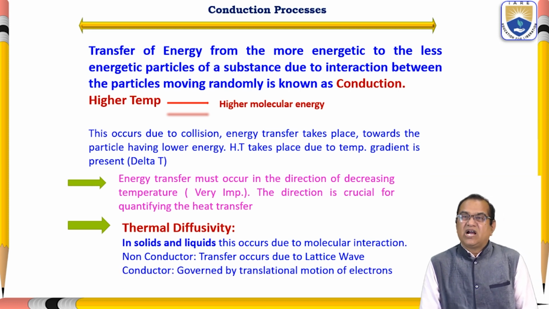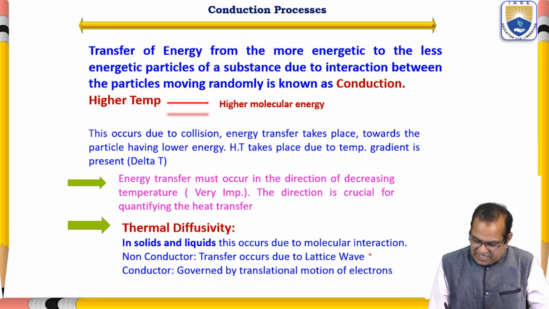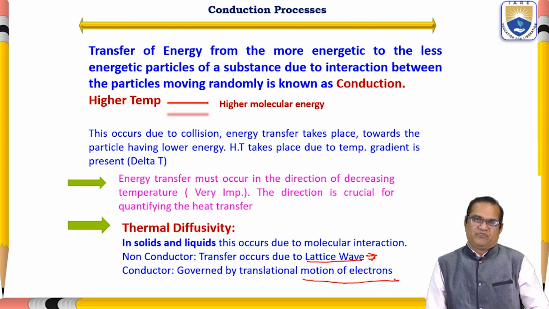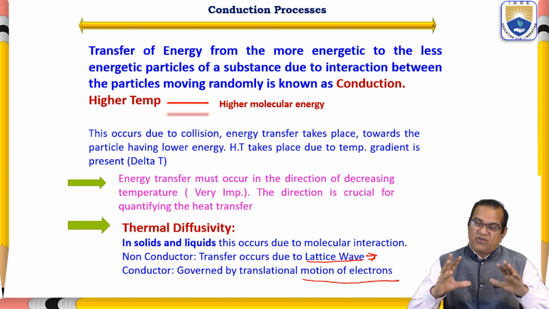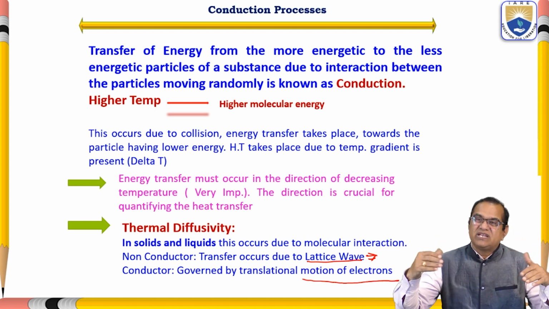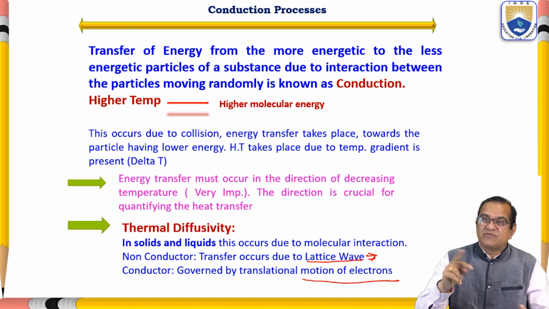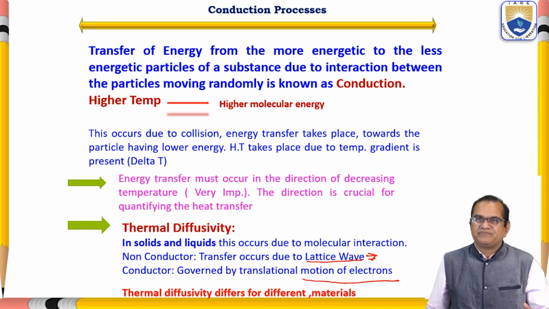And in the conductor, it is governed by the translational motion of the electron. It is very essential to understand that in a non-conductor, the lattice wave is a very important phenomenon, and in the conductor, it is the motion of the electron. We have to observe carefully that a lattice wave transfers energy by its vibration, but in a conductor, one electron transfers energy to another electron, and in this way the transfer of energy takes place.